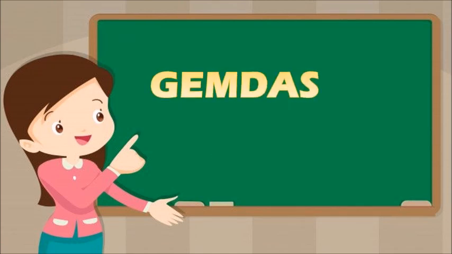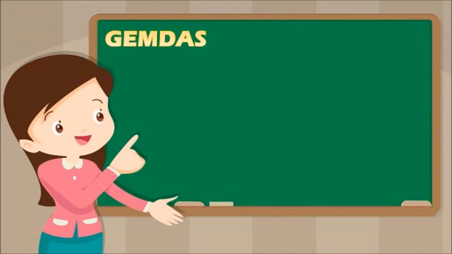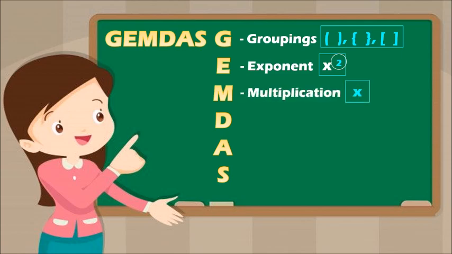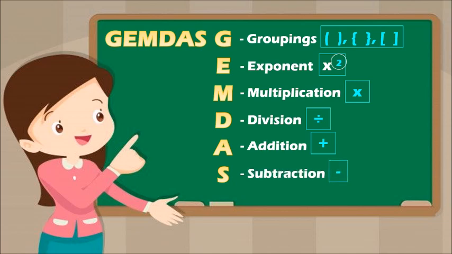What about GEMDAS? GEMDAS means G means groupings where parenthesis is included. Parenthesis, bracket, and braces. Exponent, M for multiplication, D for division, A for addition, and S is for subtraction.